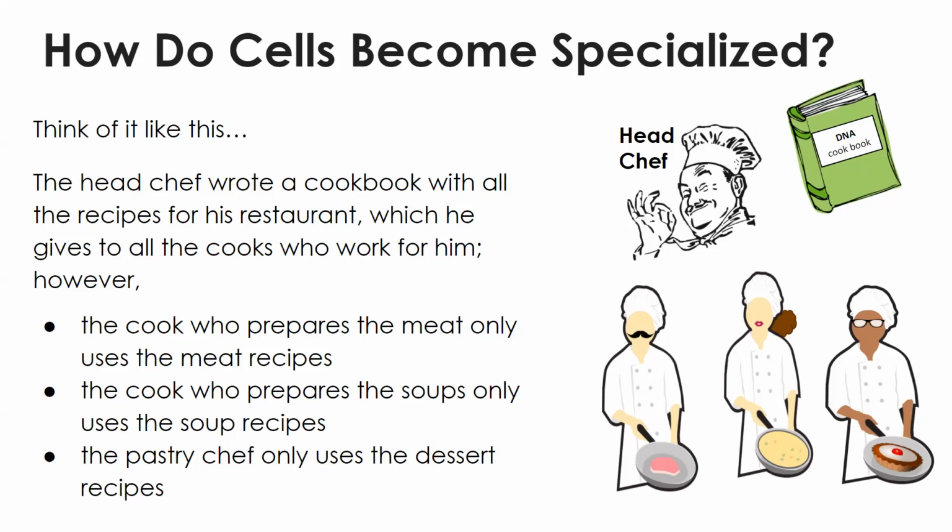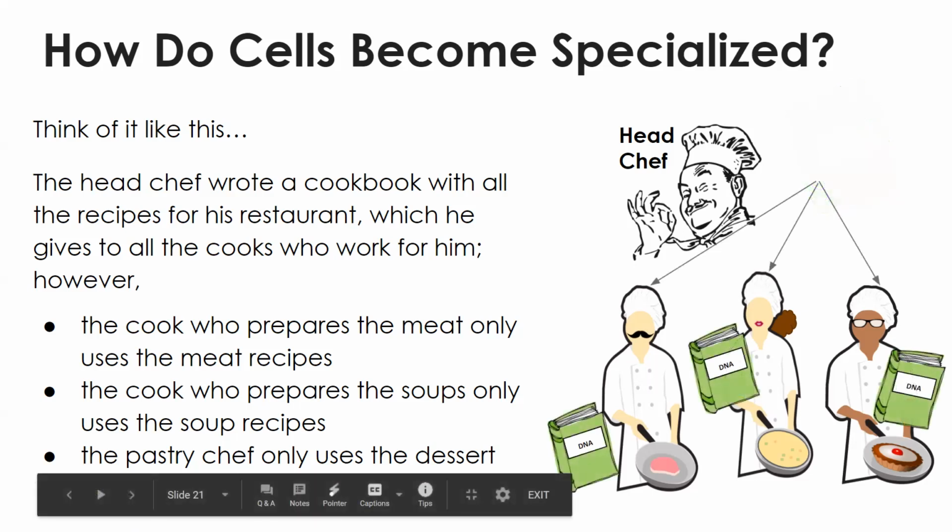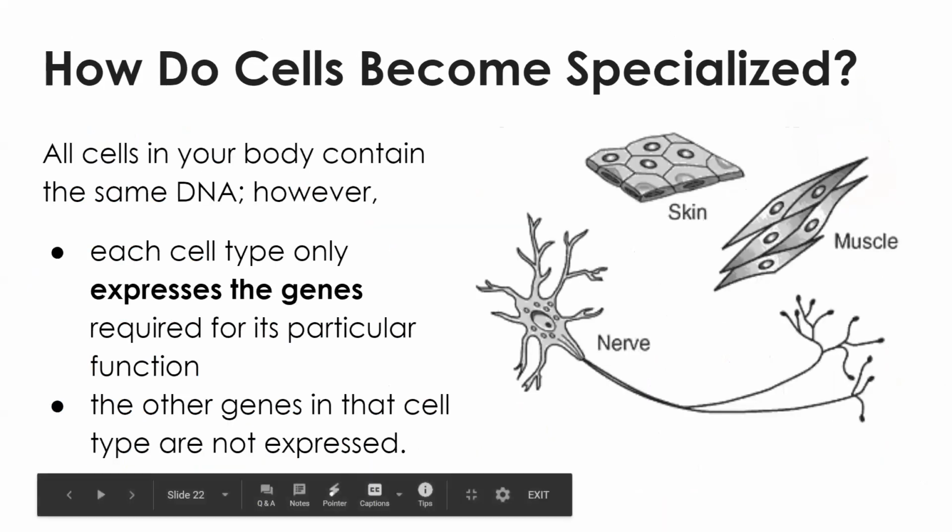However, the cook who prepares the meat only uses the meat recipes, so he stays in the meat part of the cookbook. The cook who prepares the soups only stays in the soup part of the cookbook, so he doesn't go to any other part but the soup part. And the pastry chef only uses the dessert recipes in the cookbook. So while all of them have the same cookbook, they read different parts of the cookbook in order to do their specific jobs. They may all work at the same restaurant. They have the same cookbook, but they all have different jobs in that restaurant.